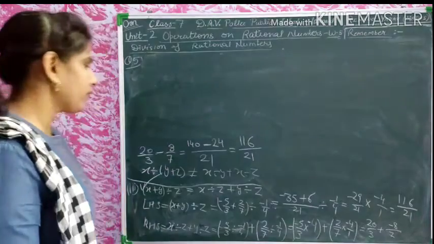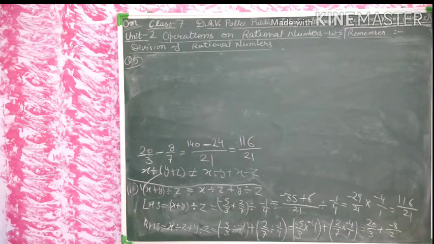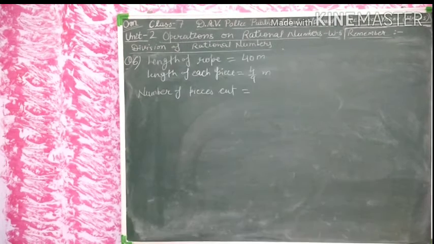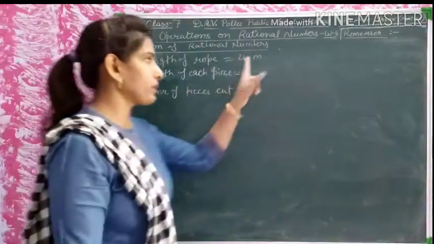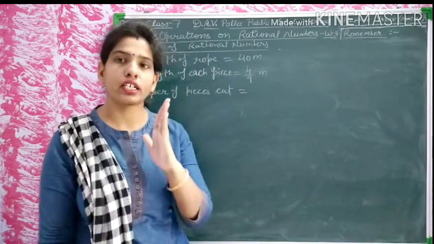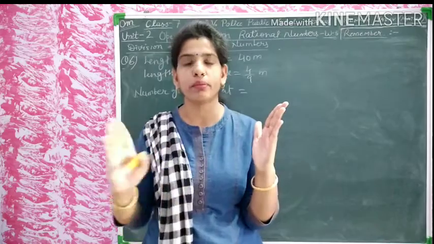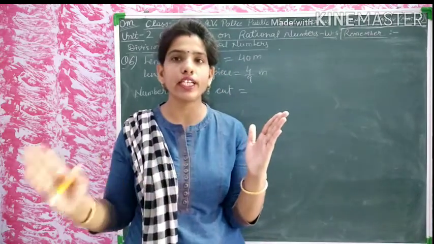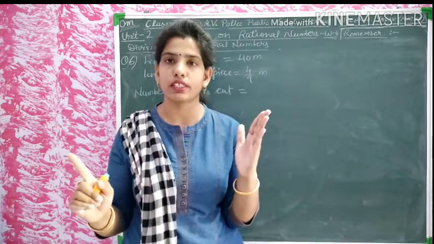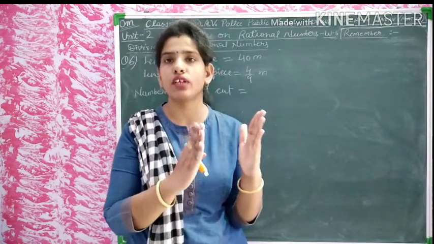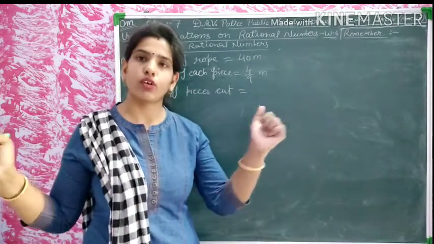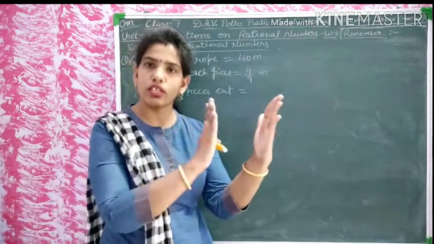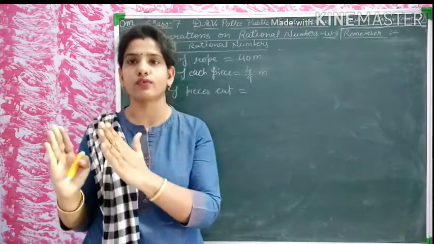Okay students, now we will go to the next question, question number 6. Write down this question. Now students, you are seeing there is the question, that is the length of a rope is given here and a man cut this rope into so many pieces here, but they are all equal pieces. Every equal piece length is 4 by 9 meters, but the total rope is 40 meters.